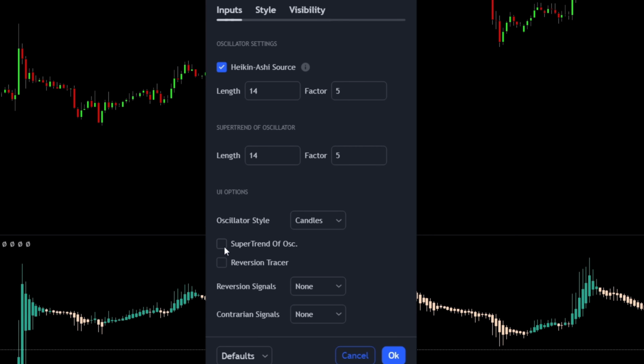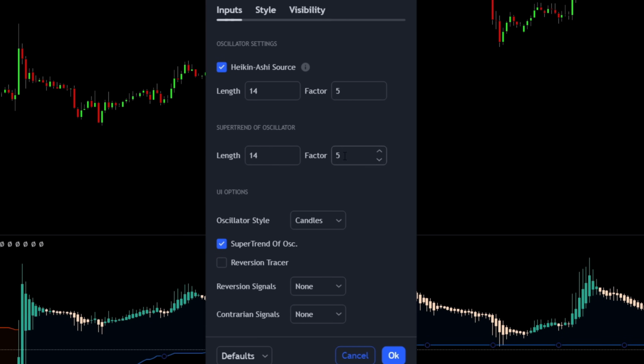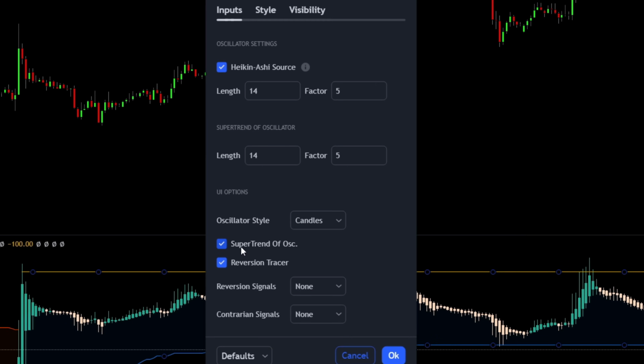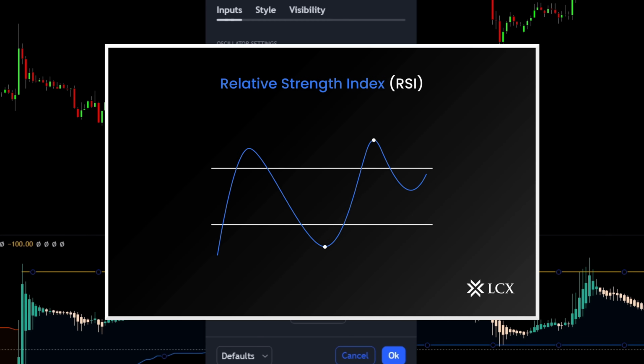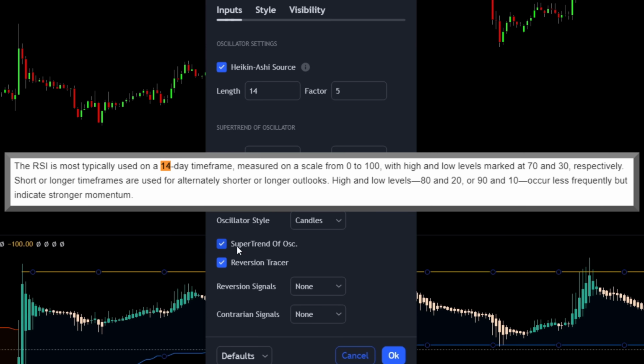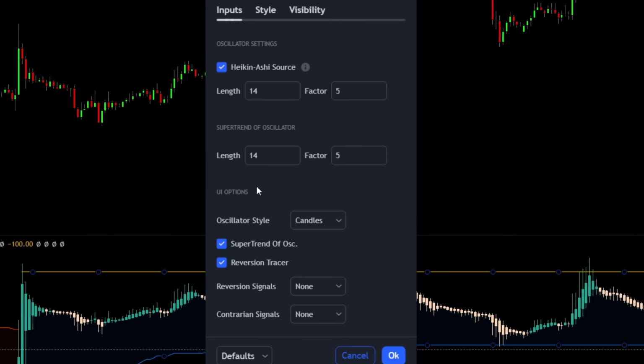As for the next settings, we have the SUPERTREND of the oscillator, and this was basically what we decided the settings for earlier. So you want to make sure to have this one checked. You also have the reversion tracer here. The reversion tracer option right here allows us to identify overbought and oversold conditions. And this reversion tracer actually uses RSI to find these conditions. And as you may or may not know, the RSI also uses a length of 14 as the standard setting.